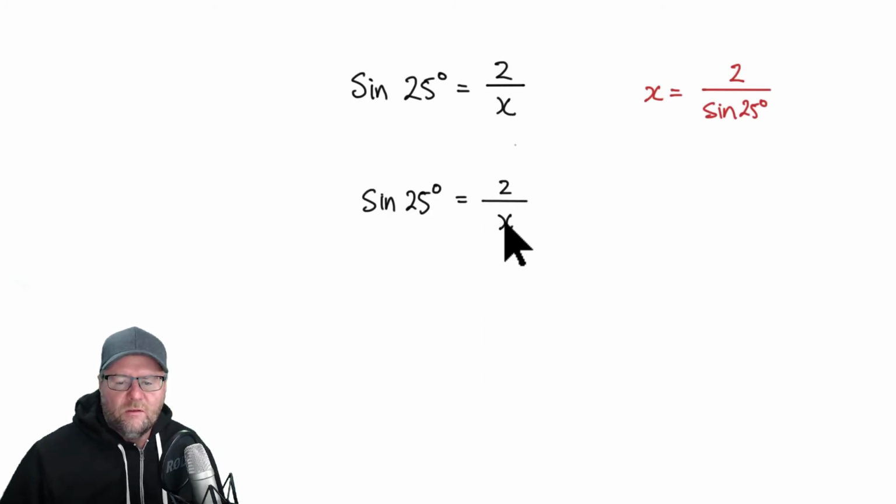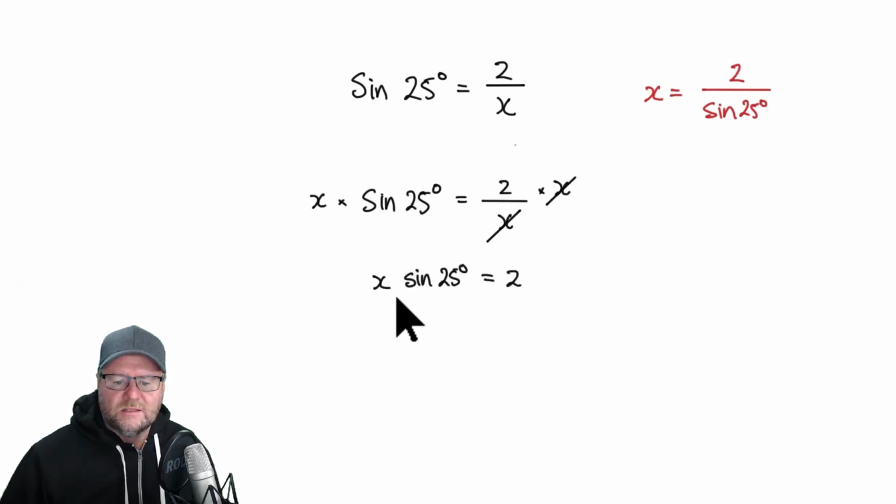So to get rid of this x, I can multiply both sides by x, because I'm trying to get rid of this denominator. Okay, whatever I do to one side of an equation, I can do to the other, as long as I do the same thing. These give me x's that I can cancel out. So when I tidy this all up now, I've got x times sine 25 on the left, and I've got 2 remaining on the right.